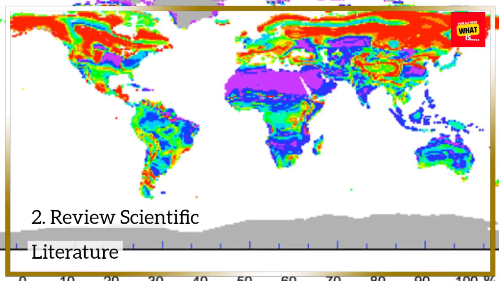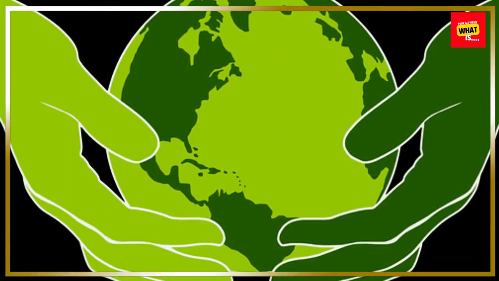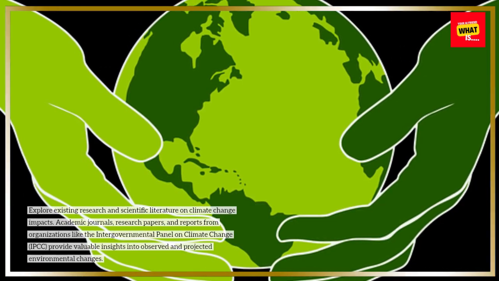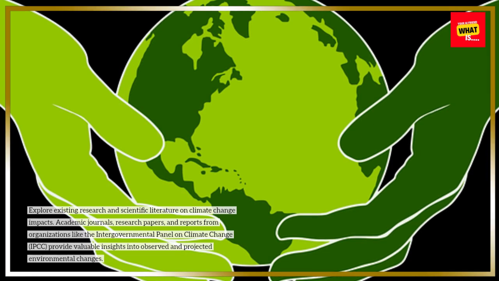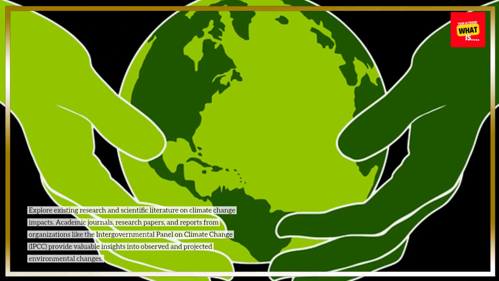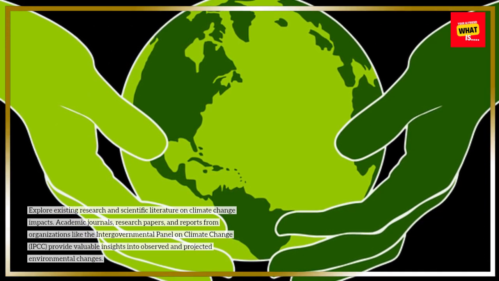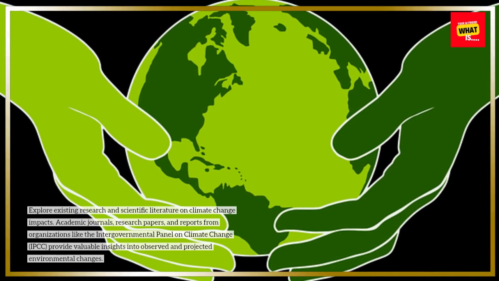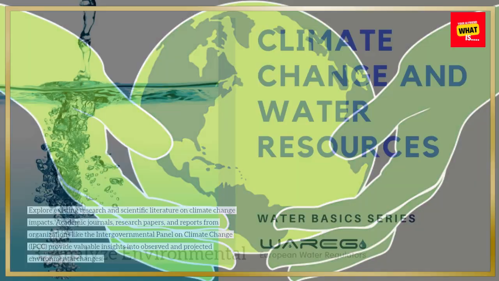2. Review scientific literature. Explore existing research and scientific literature on climate change impacts. Academic journals, research papers, and reports from organizations like the Intergovernmental Panel on Climate Change, IPCC, provide valuable insights into observed and projected environmental changes.